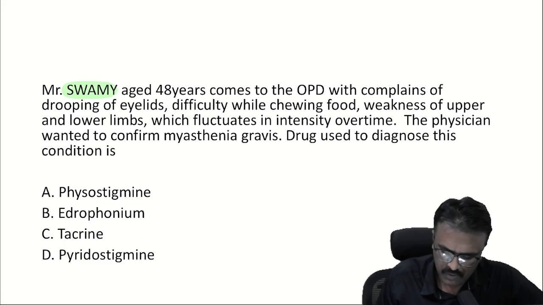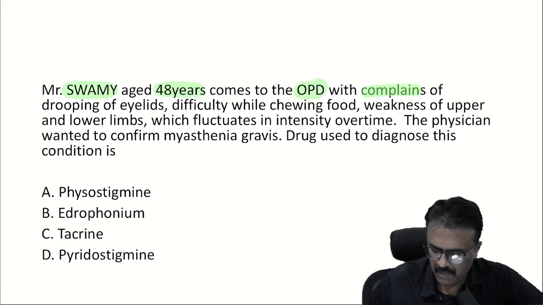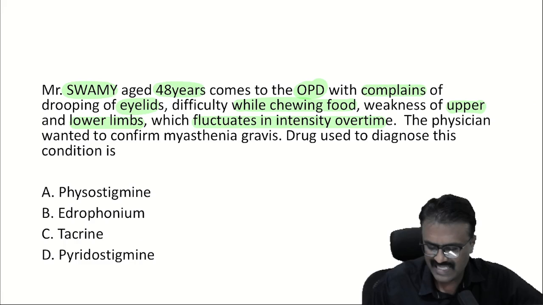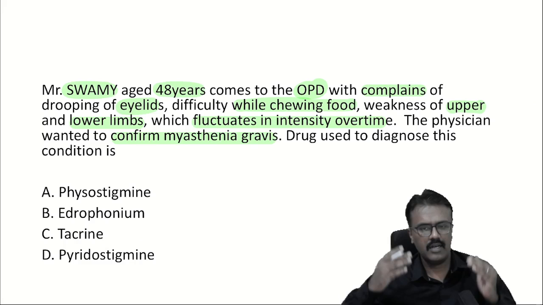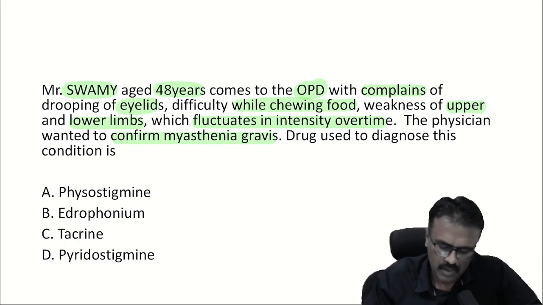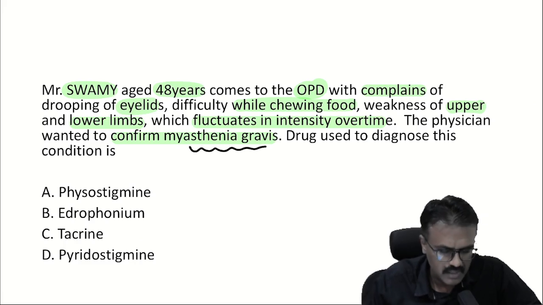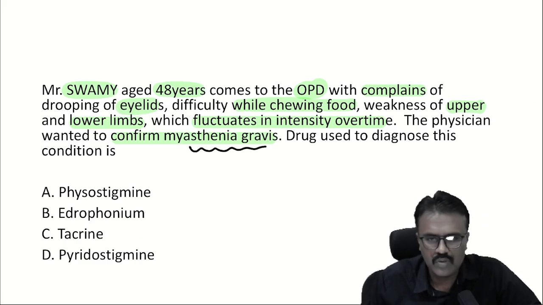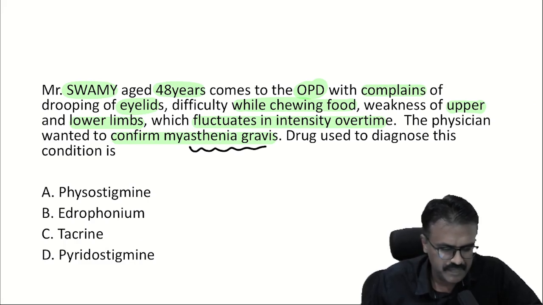Mr. Swami, aged 48 years, comes to the OPD with complaints of drooping of eyelids, difficulty while chewing food, weakness of upper and lower limbs, which fluctuates in intensity over time. The physician wanted to confirm myasthenia gravis. So the patient had ptosis and muscle weakness, which was increasing as the day was progressing. How do I diagnose myasthenia gravis? In simple words, what drug is used to test or diagnose myasthenia gravis? Come on. Everybody knows the answer. You have to attempt here.